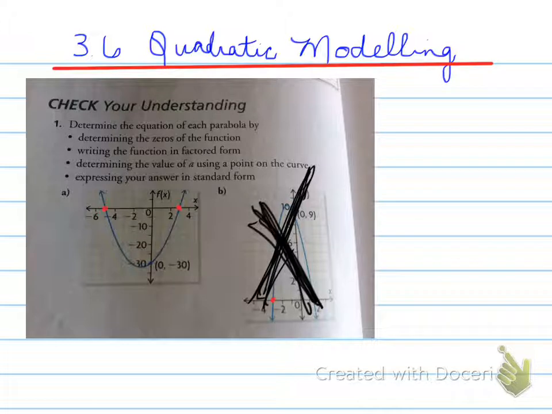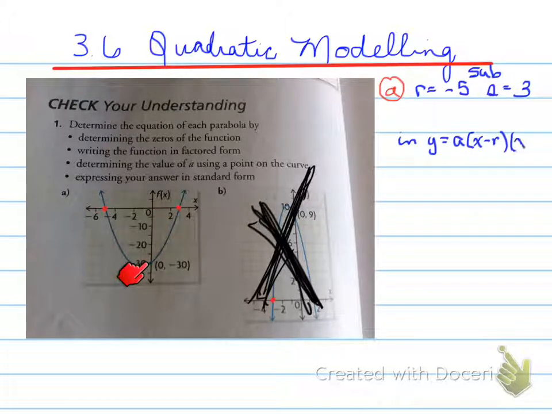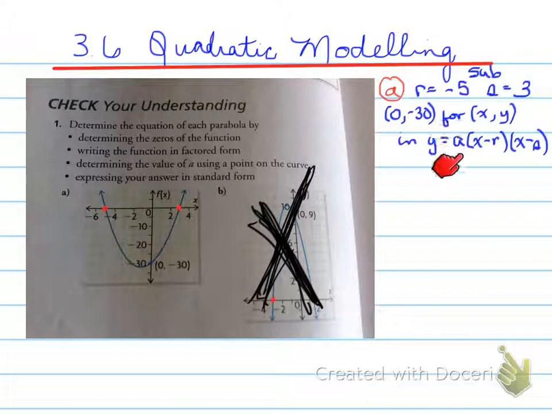Ready? Here we go. We take the zeros, the roots, r equals -5 and s equals 3, and we're going to sub this information as well as the point (0, -30) into the equation in factored form, which is y equals a times (x minus r) times (x minus s). So again, we're going to sub r equals -5, s equals 3, and 0, -30 for x and y into this equation. So now we're going to plug it in.